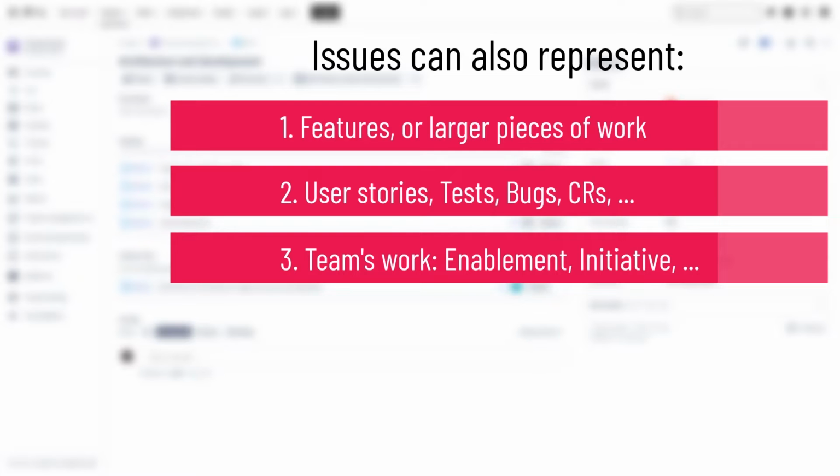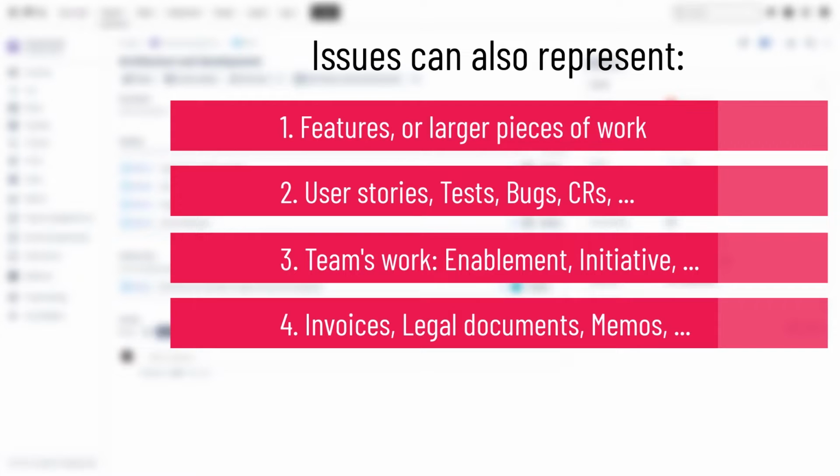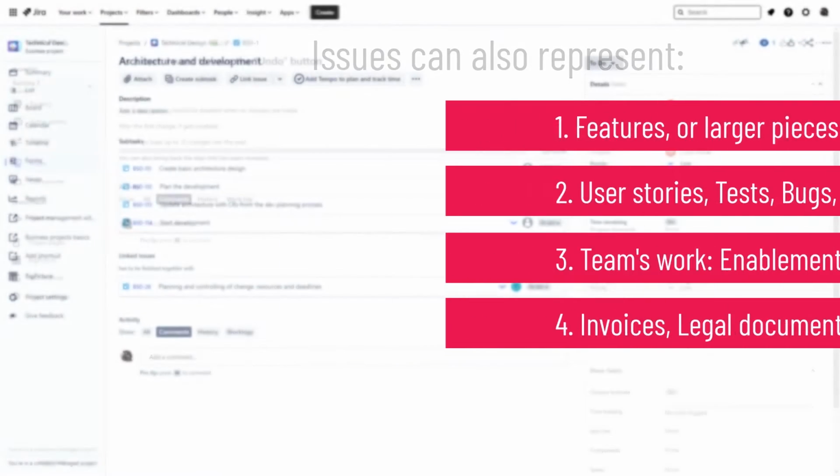For non-software projects, tasks and subtasks can be used to represent your team's work of all kinds. Some common examples include enablement, recurring maintenance, internal initiatives, and more. Anything that has an end date can be represented and broken down into smaller work elements. It's also common to capture the work needed to create and release a document as Jira issues. Think invoices, legal documents, memos, or any other document that is unique and gets often replicated with the same list of parameters but different values.